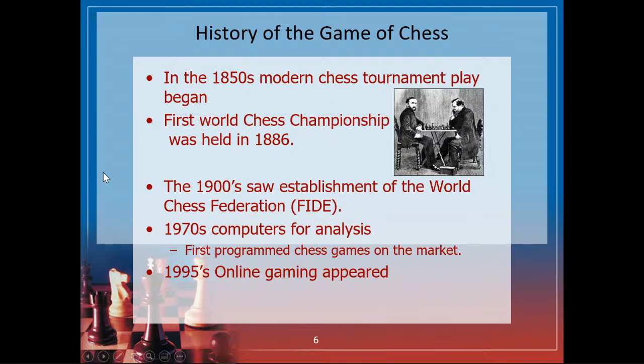In the 1850s, modern chess tournament play began. The first World Chess Championship was held in 1886. The 1900s saw the establishment of the World Chess Federation. In the 1970s, computers were used for analysis, and the first programmed chess game came on the market. Okay, in 1995 online gaming appeared, okay, with chess.